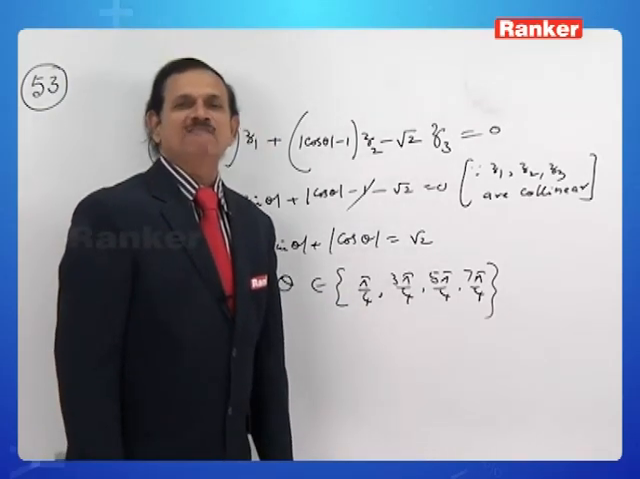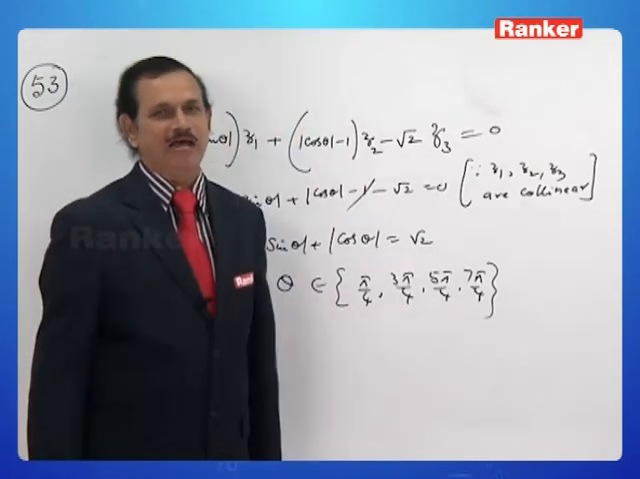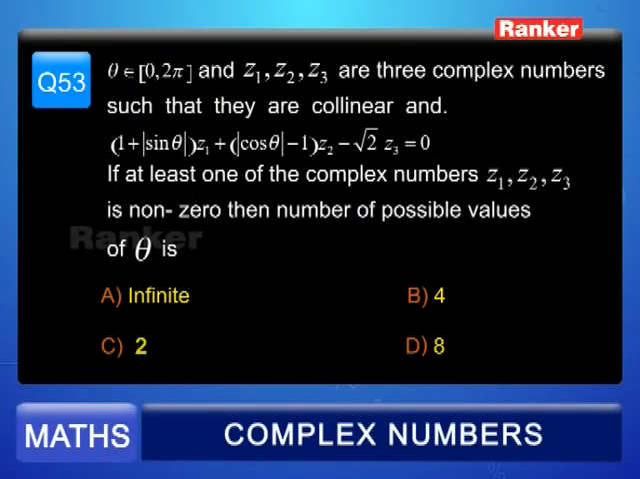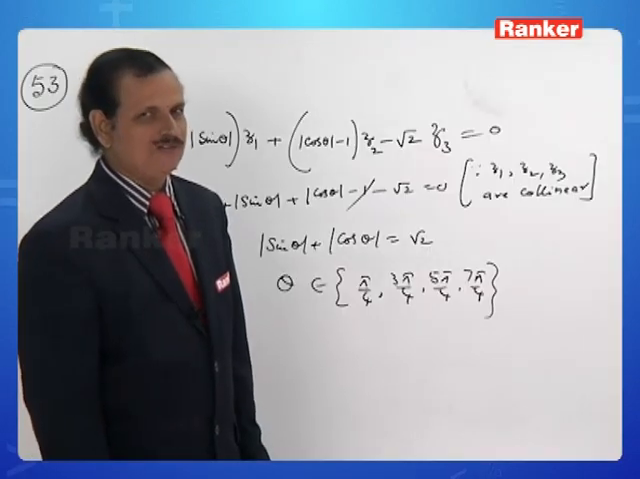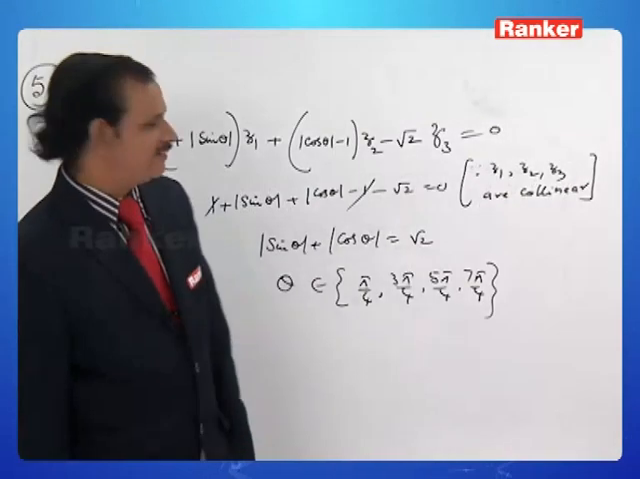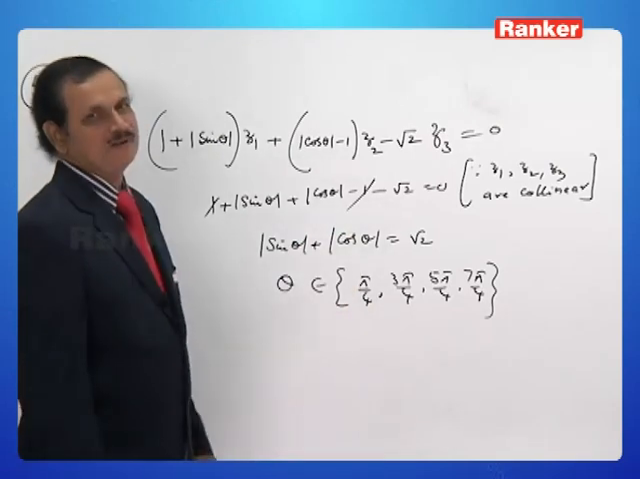How many possible values of theta are able to be observed here? Four possible values are able to be observed here. So what is the answer for the question? 4. He has asked us the number of possible values of theta. How many possible values of theta are there? Four possible values of theta are there. What are they? Pi by 4, 3 pi by 4, 5 pi by 4 and 7 pi by 4.